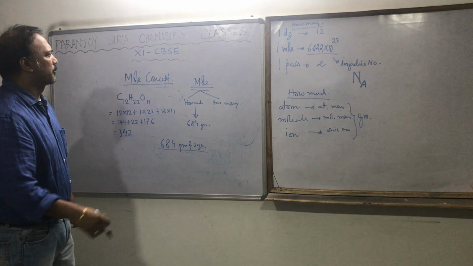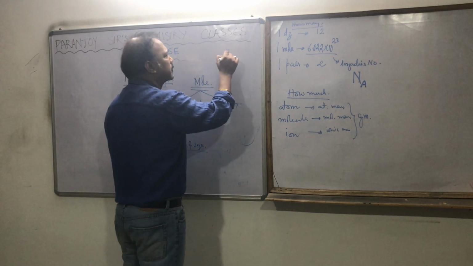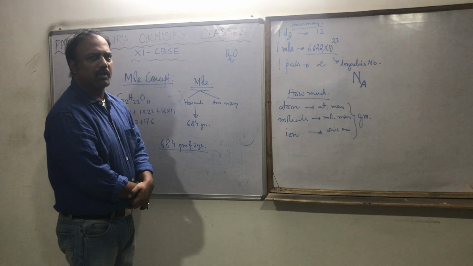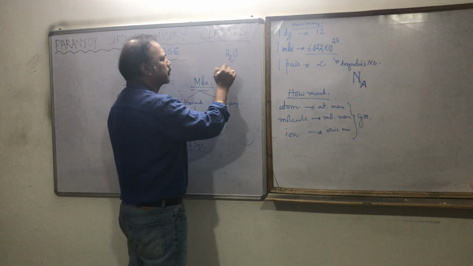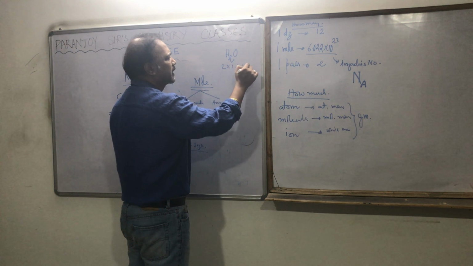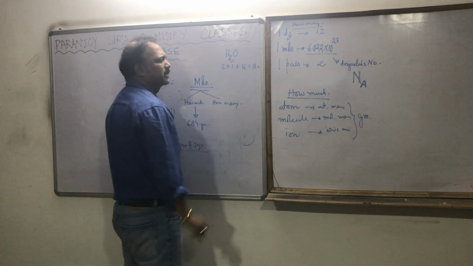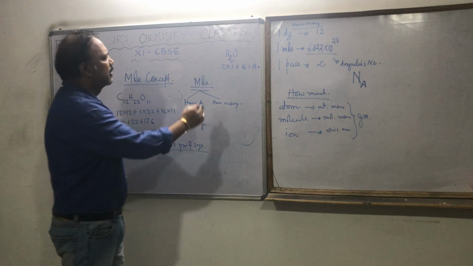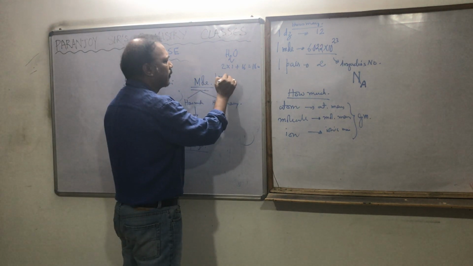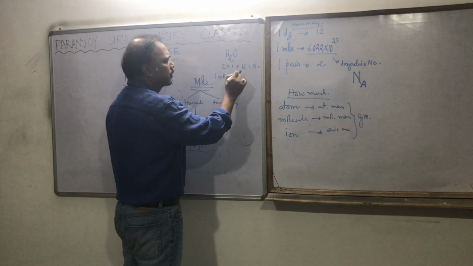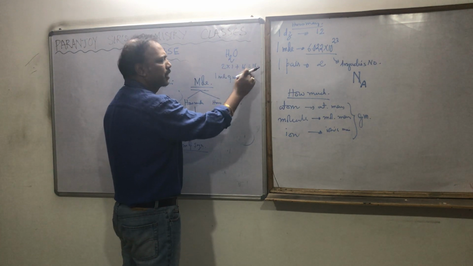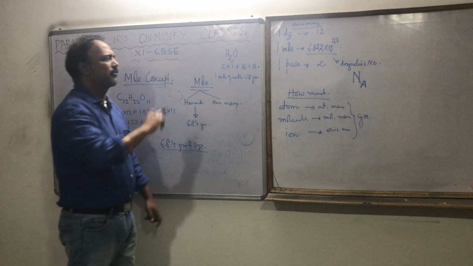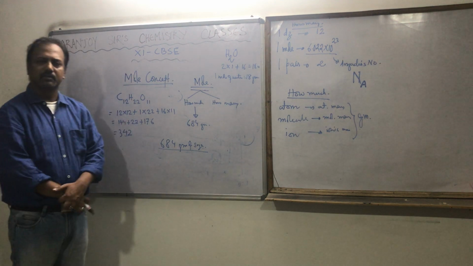For example, suppose I talk about water. What is the molecular mass of water? 2 into 1 plus 16, that is equal to 18 U. But 18 U is not 1 mole. What is 1 mole of water? 1 mole of water is equal to, as I told, its molecular mass, 18, expressed in gram. So 18 gram of water is 1 mole of water.